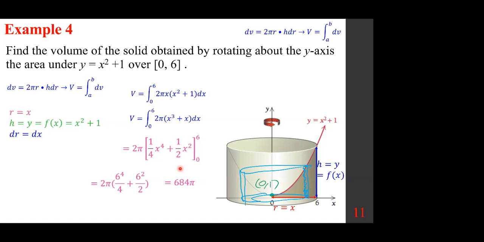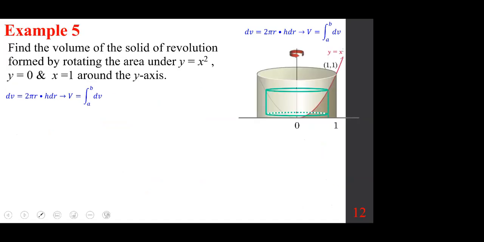Let's look at one more example, class. We are looking at the method of shell. We want to find the volume of revolution formed by rotating y equals x squared around the y-axis. It's between y equals x squared, y equals 0, and x equals 1.